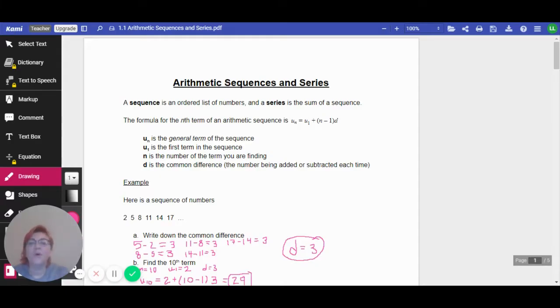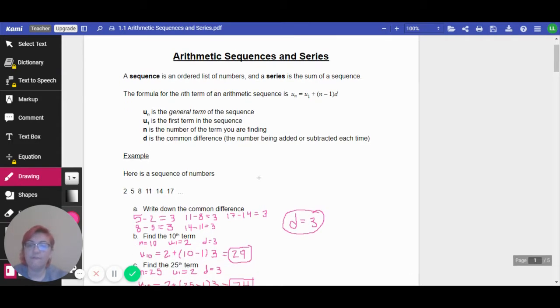Hey guys, welcome to 1.1 Arithmetic Sequences and Series. Now, a sequence is an ordered list of numbers, and a series is the sum of a sequence. Let's look at some sequences.